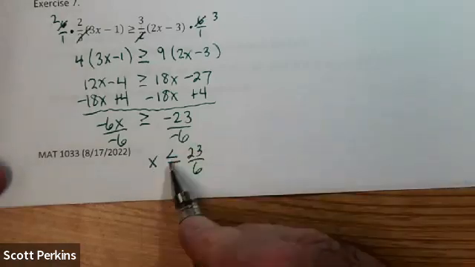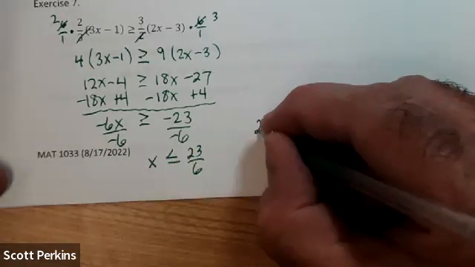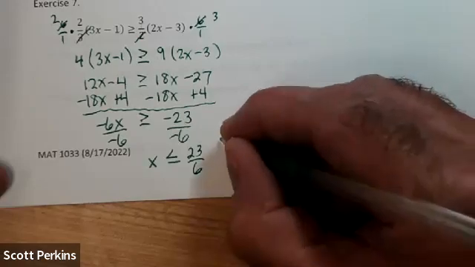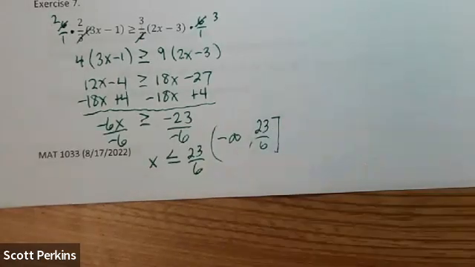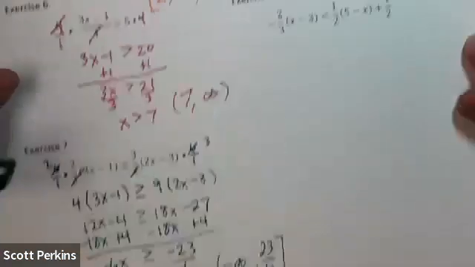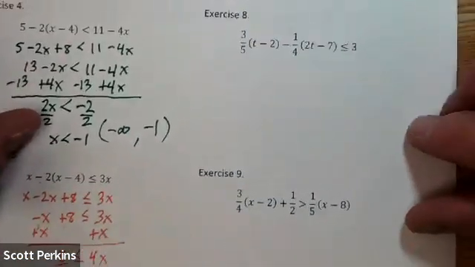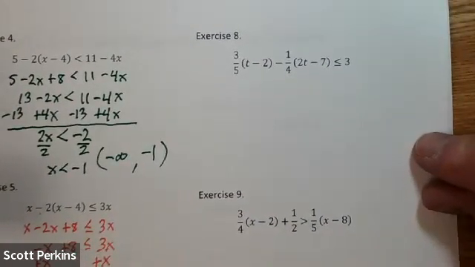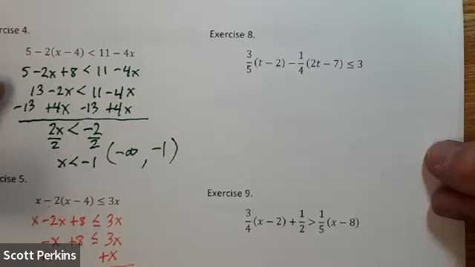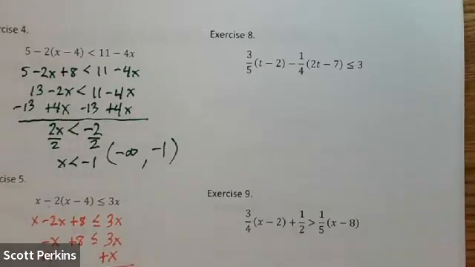My values are less than or equal to 23/6. So 23/6 is the upper bound, negative infinity, and there we go. There's my interval answer. If you have a question, if something is not clear, please ask it. In the meantime, exercise 8 up at the top. I would like you to please take 10 seconds and write down what you think the common denominator is that you're going to multiply all the terms by.